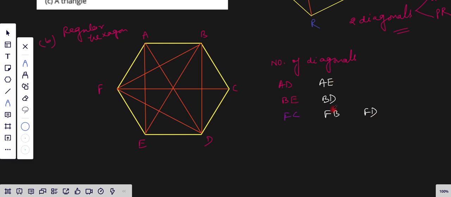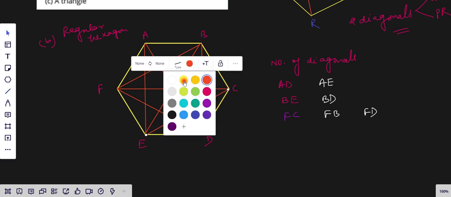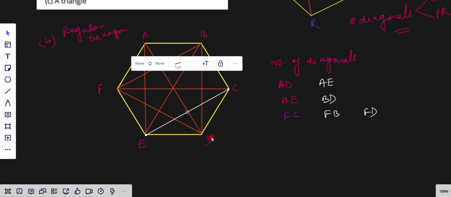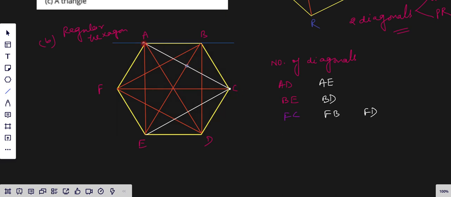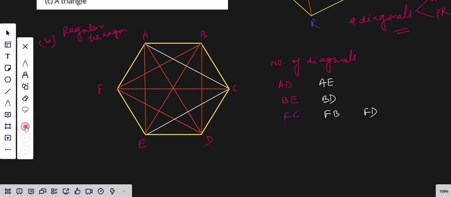Now one more diagonal can I draw like this, right? From E to C, I can draw this diagonal also. I'll take white color. So EC, and similarly, you can draw a diagonal from C to A. So CA and CE. These are all the possible diagonals that a regular hexagon can have.